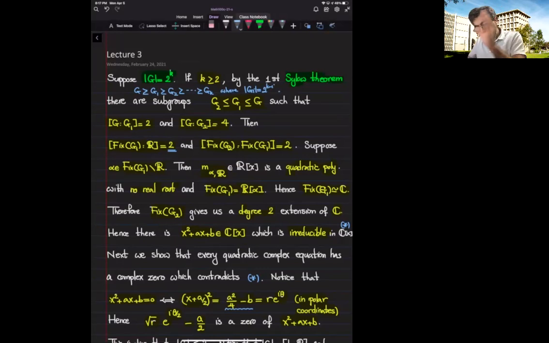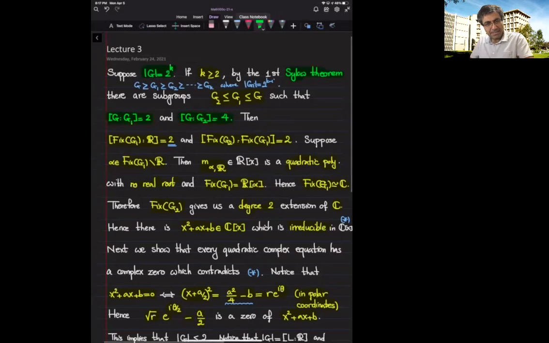If k is at least 2, then I can pick these top 2 groups, G1 and G2. And I get a subgroup G1 that has index 2 and a subgroup G2 that has index 4. If I again use the fundamental theorem of Galois theory, I deduce that the field of fixed points of G1 is an extension of the real numbers, and the degree of this extension is 2, and the degree of the extension of the fixed points of G2 over the fixed points of G1 is again 2. Okay, now let's start with the fixed points of G1.